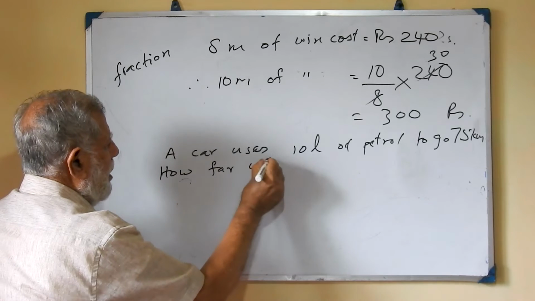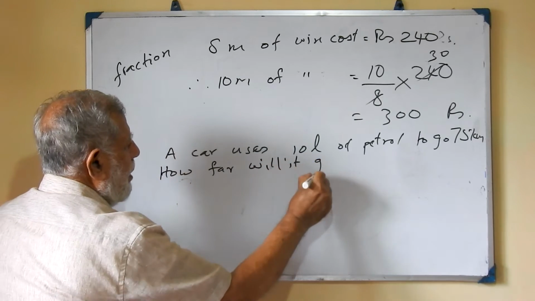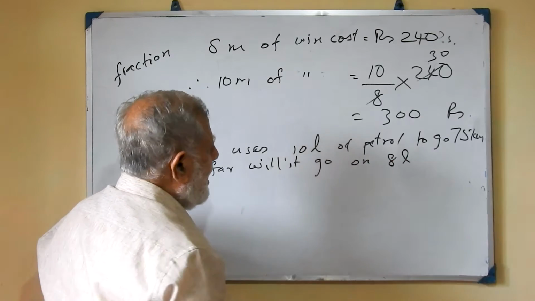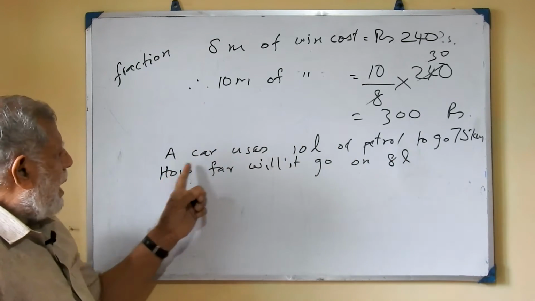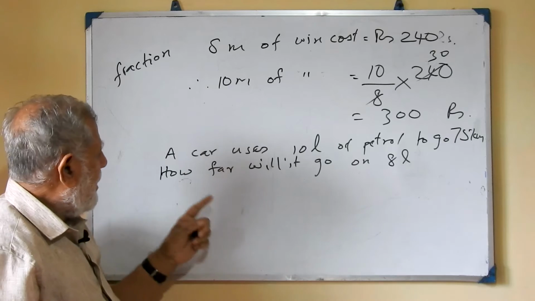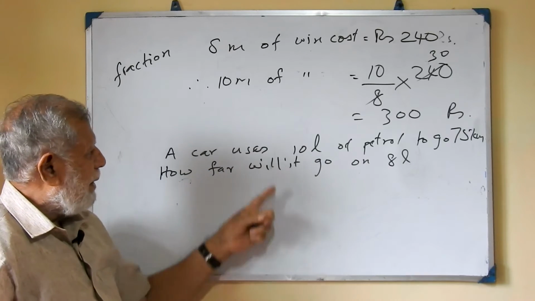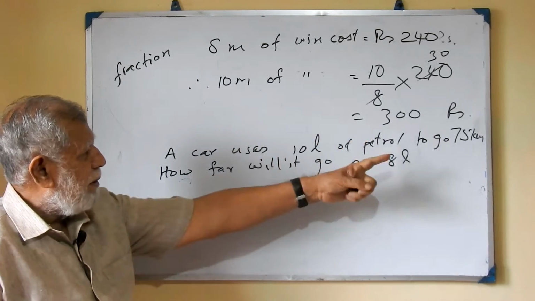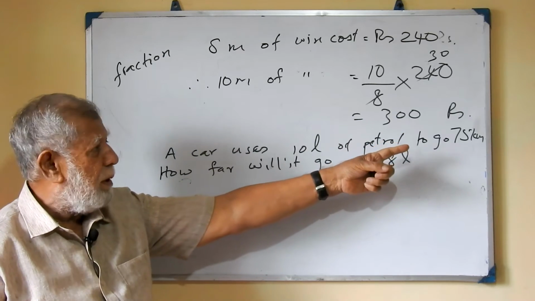How far will it go on 8 liters of petrol? So this is the sum. A car uses 10 liters of petrol to go 75 kilometers. How far will it go on 8 liters? Now we have liters, so we must write liters on one side, and what we are going to find, kilometers, on the other side.